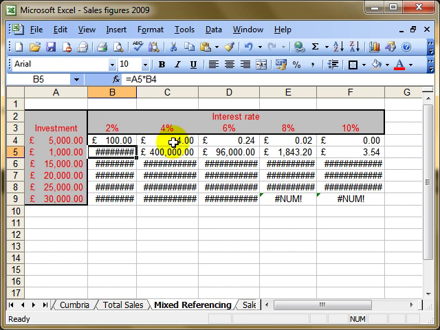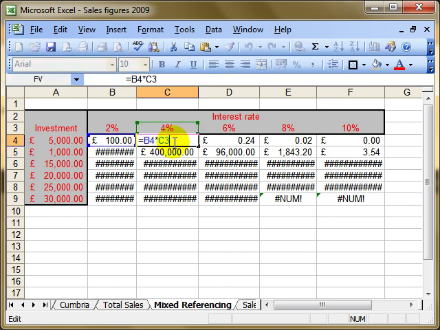So if I choose another formula, it does exactly the same thing. One to my left, one above. Even down here, one to the left, one above. And that's why in this instance, relative cell referencing doesn't work.